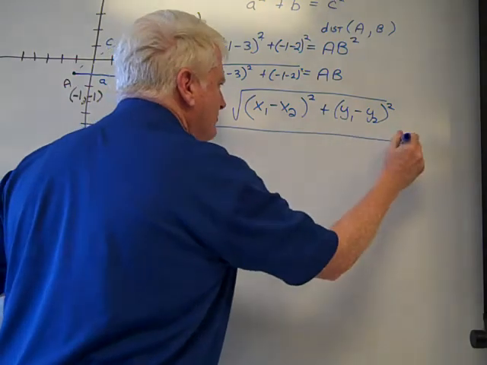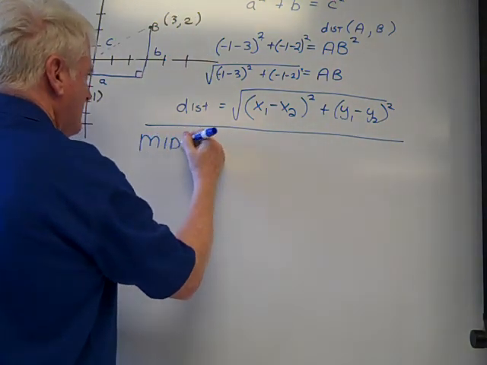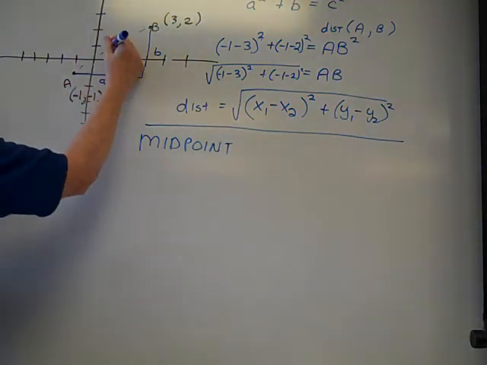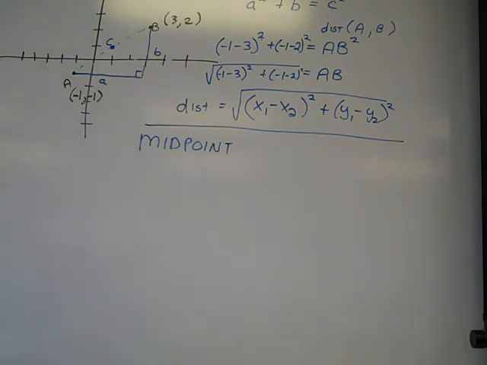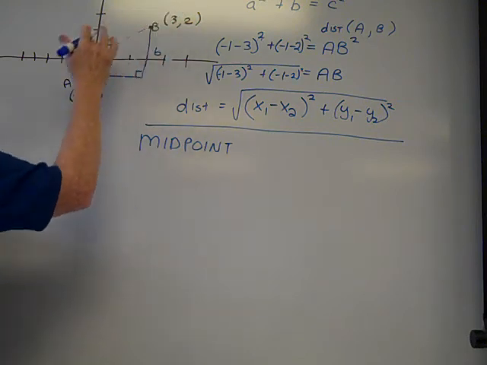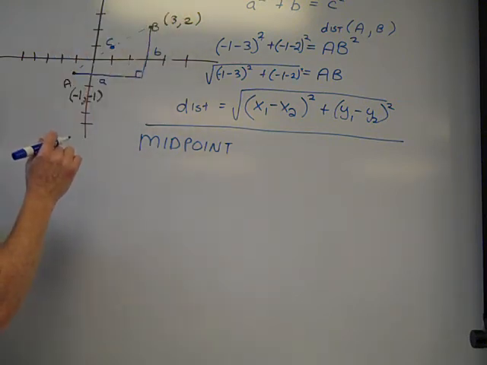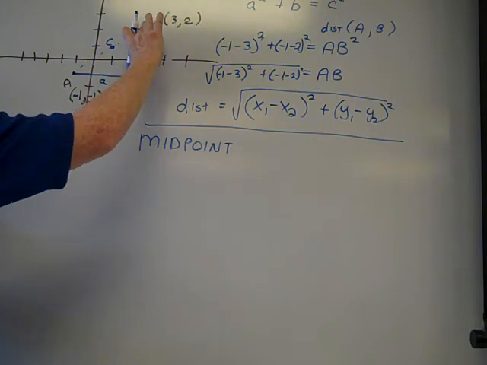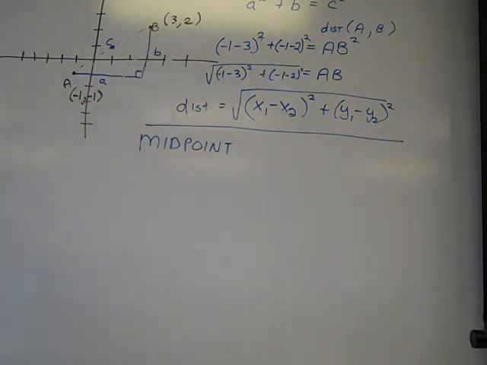The other thing we'll talk about is finding the midpoint. The midpoint is this point right here. So we're not trying to find a number, we're trying to find a pair of coordinates. An x-coordinate and a y-coordinate for the midpoint. And it turns out the x-coordinate for this midpoint is halfway between the x-coordinates of these 2 points. And the y-coordinate of this midpoint, the height, is halfway between the y-coordinates of these 2 points.